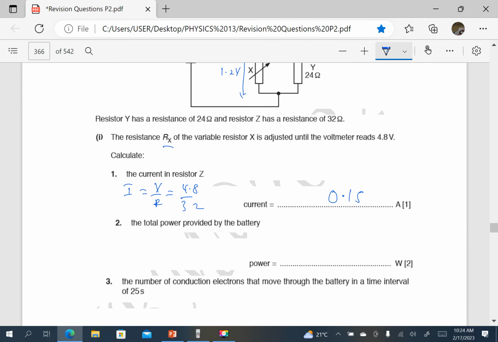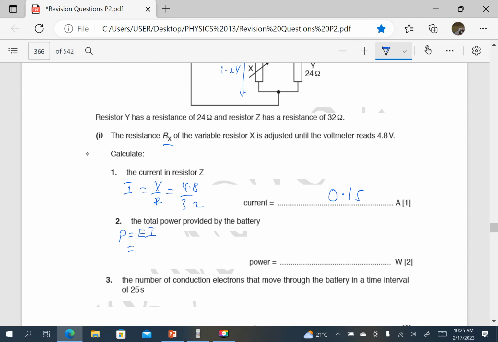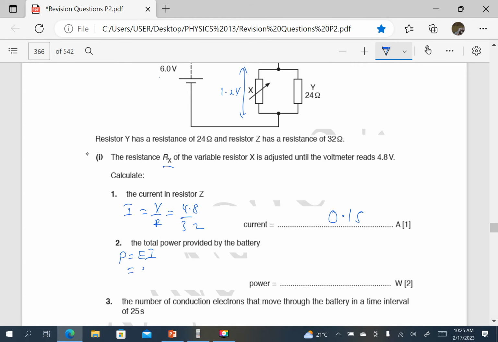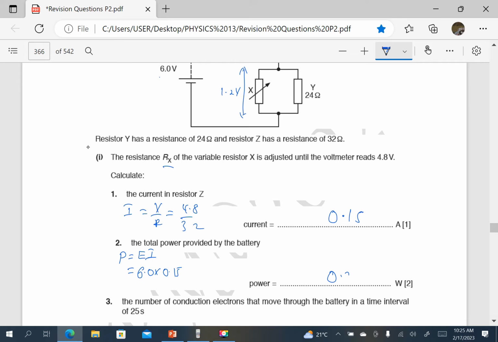Then calculate the total power provided by the battery. Power provided by the battery is normally EMF times the current, or you can use IV or I squared R and so on. Since the current in Z is the total current through the battery, the power is going to be, no, 6 volts, the EMF is 6.0 times 0.15. 6 times 0.15 is 0.9. So the power is 0.9 watts.